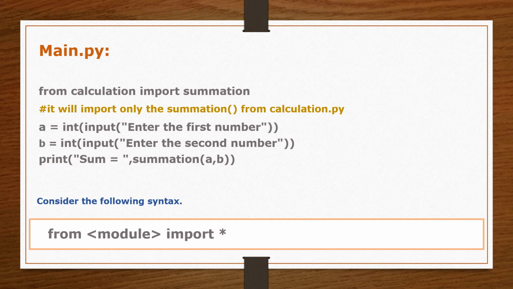The from import statement is always better to use if we know the attributes to be imported from the module in advance. It doesn't let our code be heavier. We can also import all the attributes from the module by using star. The syntax is from module import star.